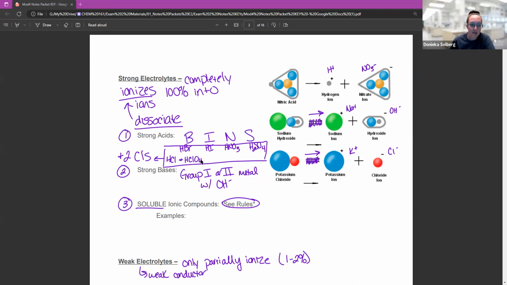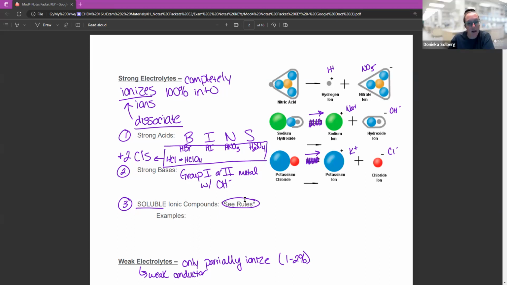So strong acids, which are just these 6, strong bases, which are group 1 or group 2 with the hydroxide, and ionic compounds are all strong electrolytes. Okay, so most of the time, you're going to see acids, bases, and ionic compounds, and you'd be like, strong electrolyte.